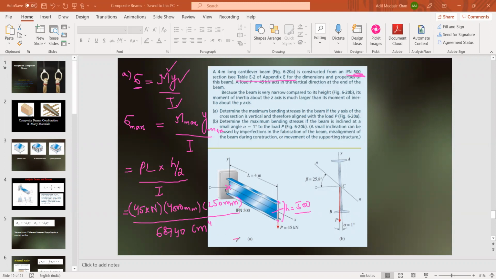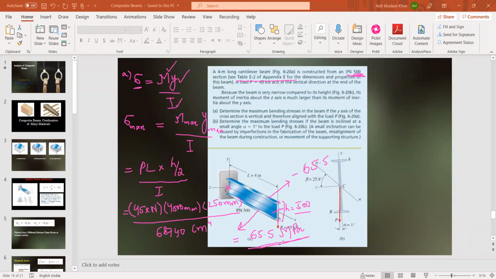So the maximum value of the bending stress will come out equal to 65.5 megapascal. This is the maximum bending stress. And where will this maximum bending stress occur? We know for a beam which is subjected to pure bending, at the top surface this will be compressive, that is it will be minus 65.5 megapascal, and at the bottom it will be tensile, that is plus 65.5 megapascal.